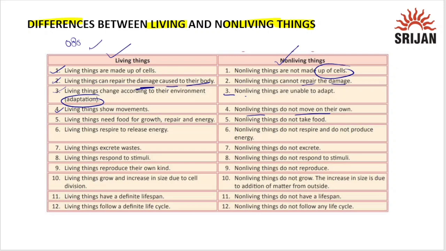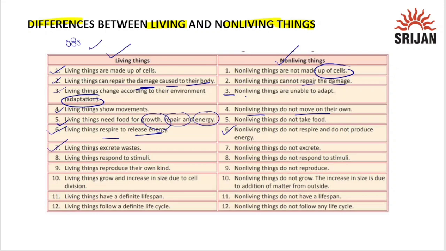If you want to move a non-living thing from one place to another, you need to apply force. Living things need food for growth, repair and energy. But you know that non-living things do not take food. Books cannot take food, a pen cannot take food, non-living things do not take food. Living things respire to release energy. We take in oxygen and release carbon dioxide, that is breathing. But this thing is not seen in non-living things. They do not respire and do not produce energy.